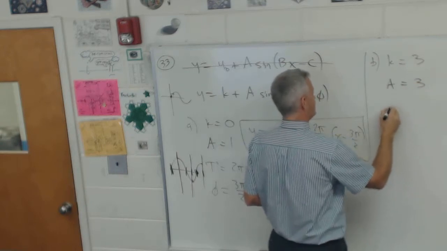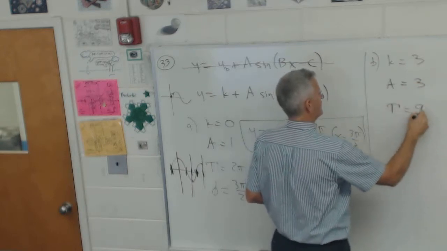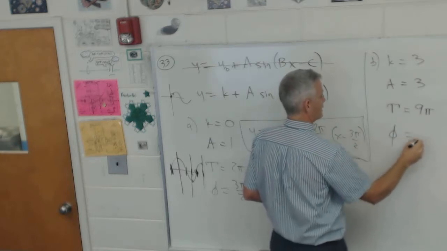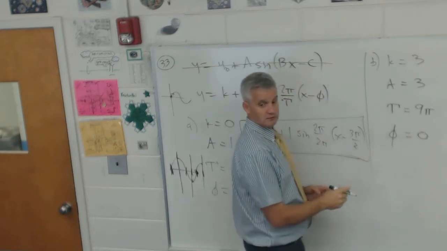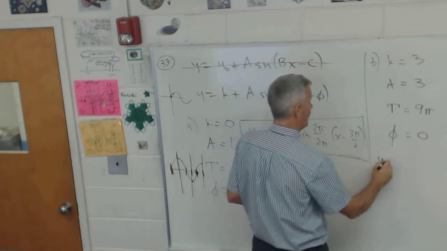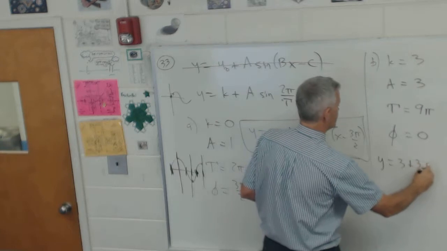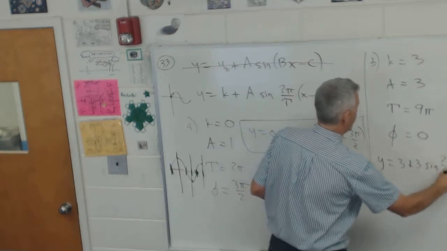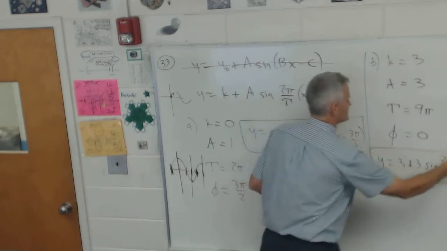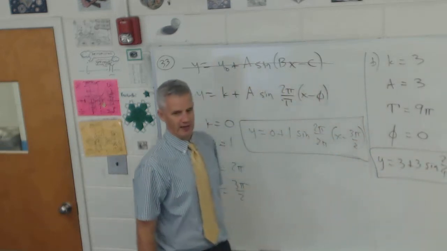So what's the amplitude? What's the period? What's the phase shift? 0. Any disagreement? So we read across, the answer would be y equals 3 plus 3 sine of 2 pi over 9 pi x minus 0. I like that answer. I know that's not what the author would have.